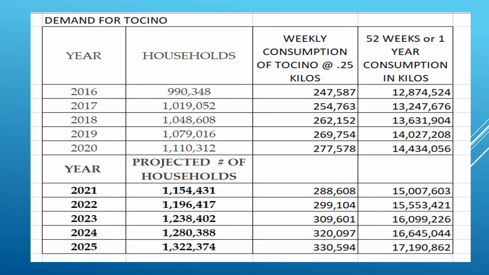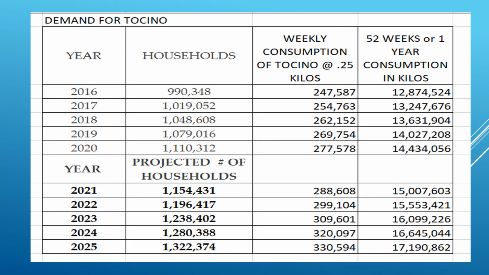Yan. So with that, yung number of household natin, multiply lang natin sa 0.25 or 1/4 or 250 grams, or 0.25 na lang para mas madali. Makukuha natin yung weekly consumption ng buong Bataan, ng lahat ng household sa Bataan, yung weekly consumption nila ng tocino. Yan. And then, of course, ang kailangan natin is the annual consumption. And there are 52 weeks in a year.